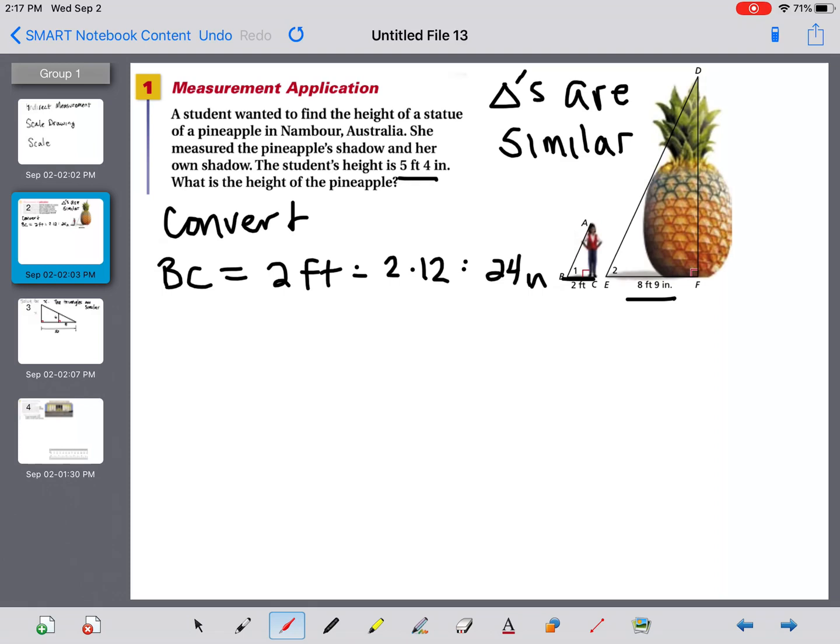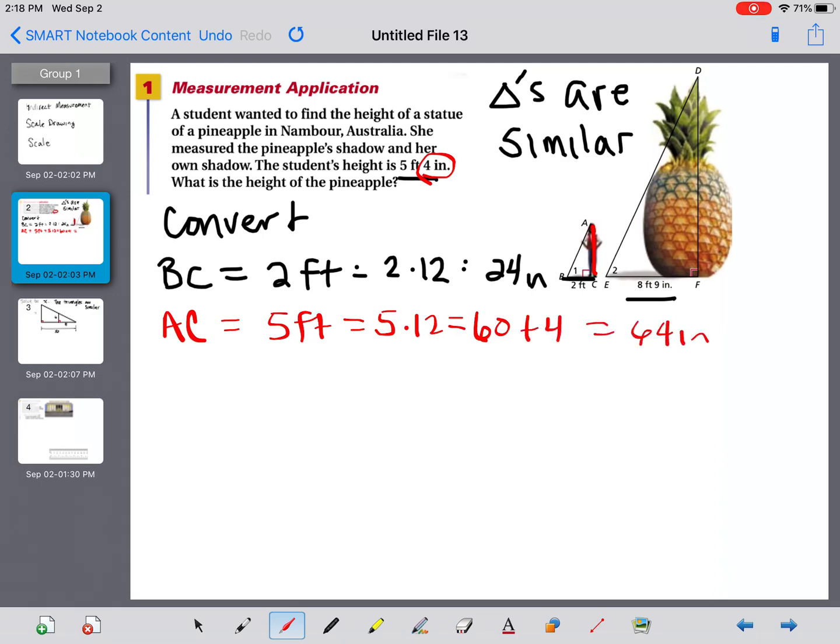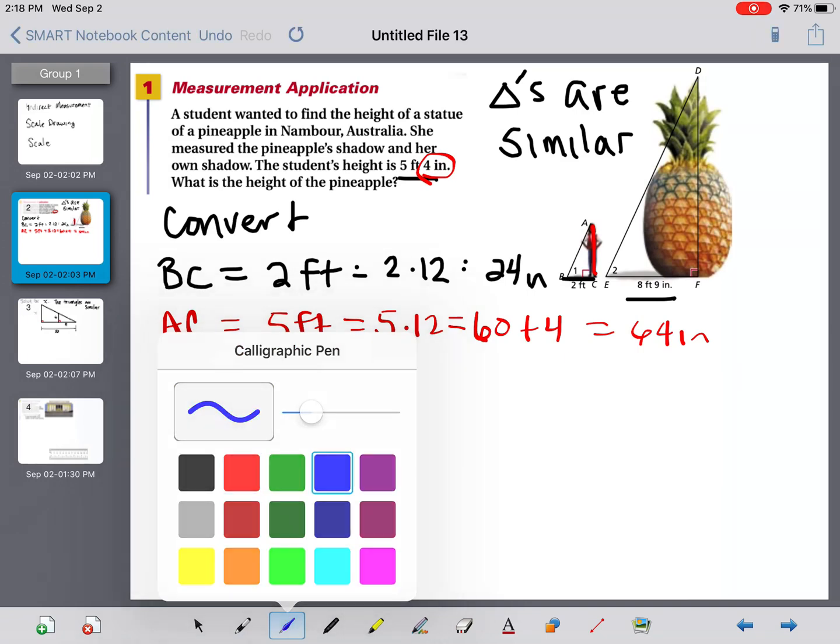Next, we can convert the student's height, AC. So that's 5 feet. So to figure out 5 feet, we're going to have to do 5 times 12, which would give us 60. And then she's 5 feet 4 inches, so we add the 4 inches. That would give us 64 inches total.